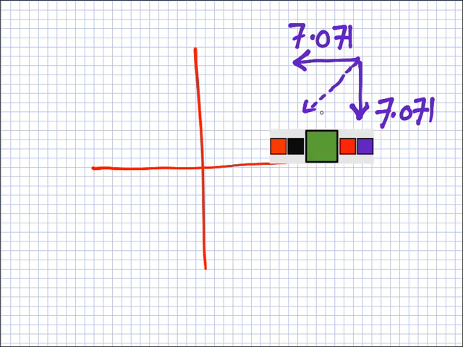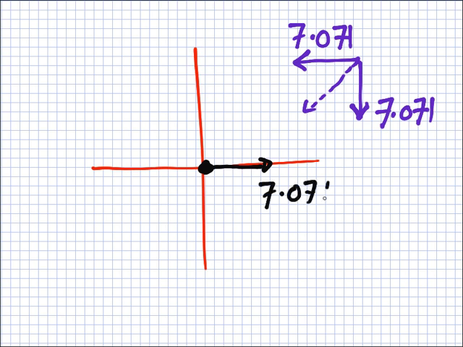Okay? Now, this is what the bird must do. The bird doesn't want to go to the left. So it must put exactly 7.071 to the right. Why? To cancel this push to the left. It must push to the right by the same amount. Then the bird will travel north.